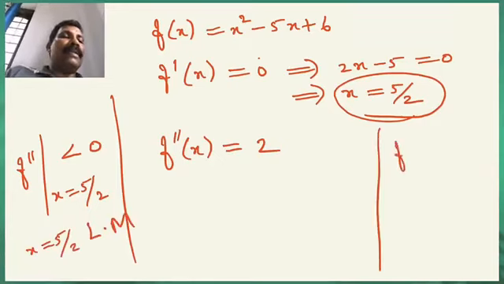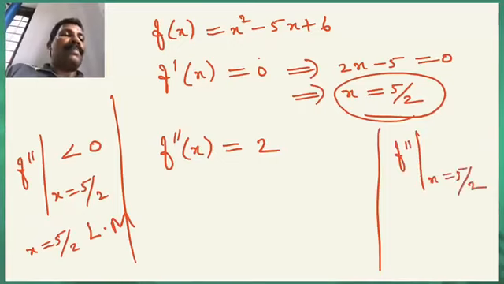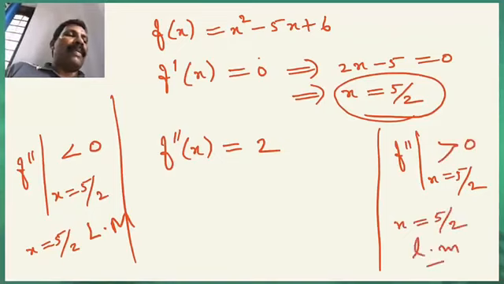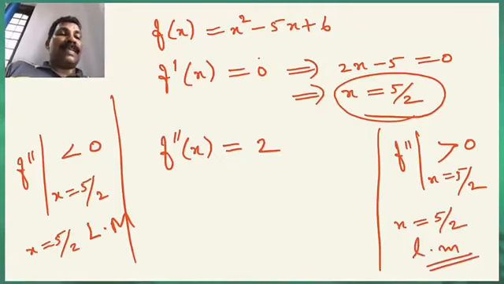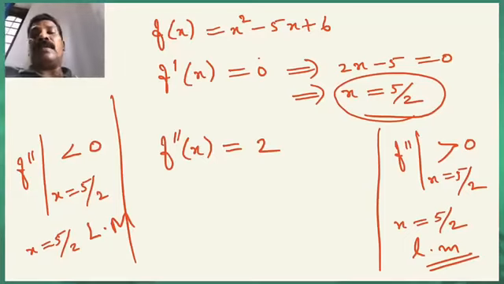And on the other hand, if f double dash at x equal to 5 by 2, after computing the second derivative value, happens to be positive, then you can conclude that the point x equal to 5 by 2 is a point of local minimum. And by chance if the second derivative equals 0, then we cannot solve that problem by the second derivative test. We have to go back to the first derivative test.